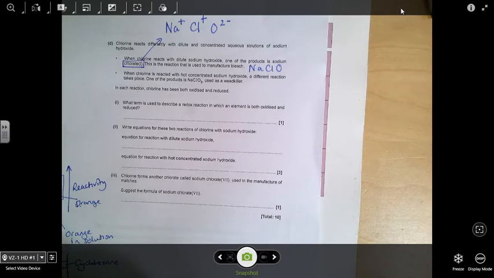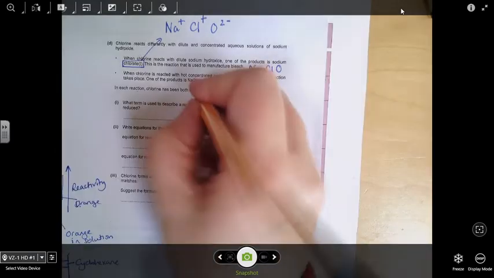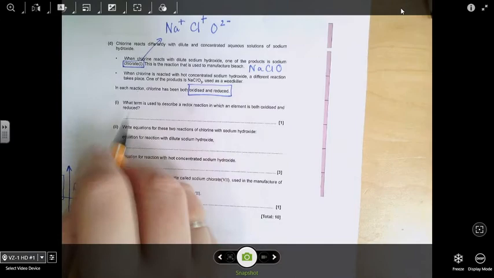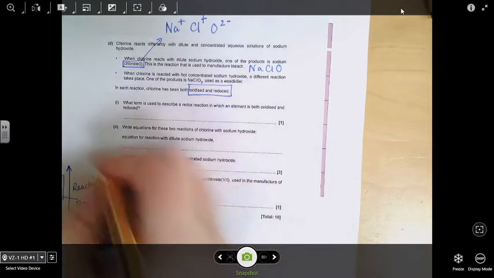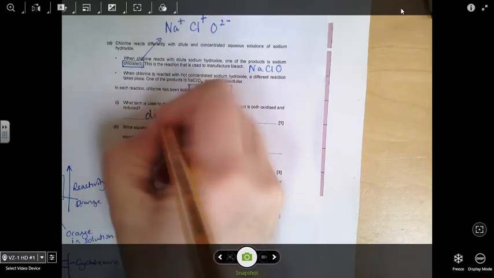So when chlorine is reacted with hot concentrated sodium hydroxide, a different reaction takes place. One of the products is NaClO3, which is a weak killer. In the reaction, chlorine has been oxidised and reduced. So a bit of a clue with this one. A term that is used to describe a redox reaction in which the element is both oxidised and reduced. This is a disproportionation reaction.